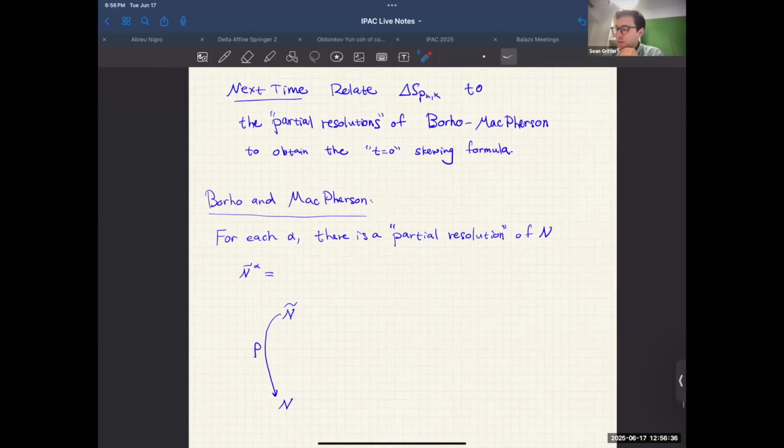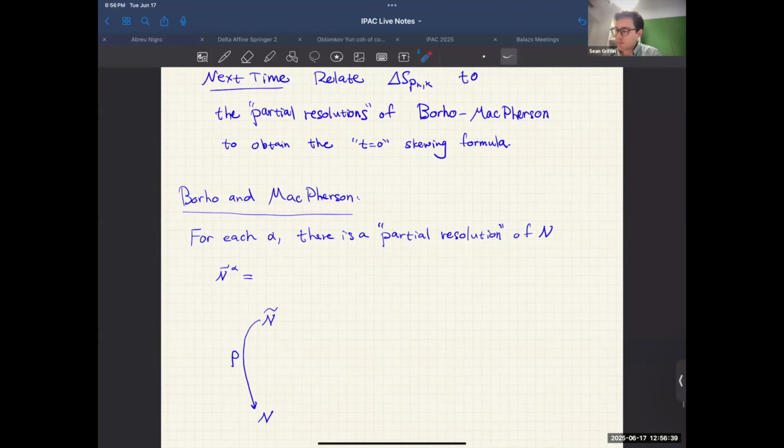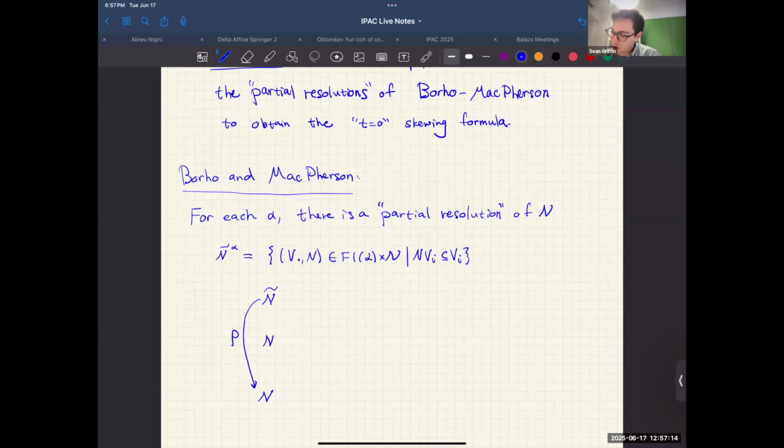So essentially what happens is, I told you what this map is, N tilde to N, the Springer resolution, but for each composition, there's something sitting in between. And the thing sitting in between is basically the same definition, but for partial flags of type alpha. So NVI is contained in VI. And this thing sits in between the two.